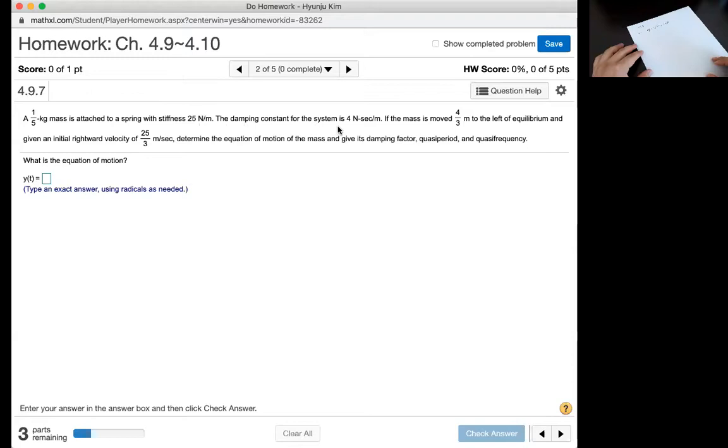And then given an initial rightward velocity of 25/3 meter per second, that's the second initial condition, right? So y prime of 0 must be 25/3. Then determine the equation of motion of the mass, and give its damping factor, the quasi period and the quasi frequency. All right, so give me a second.